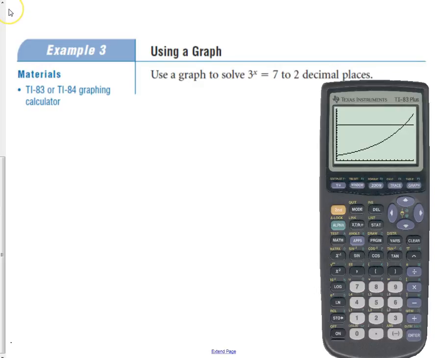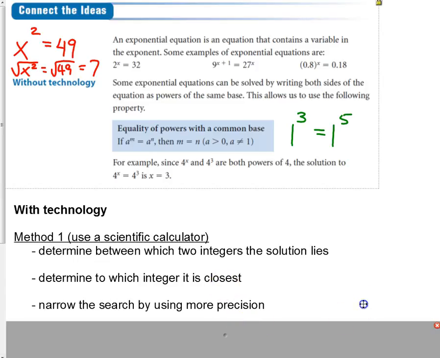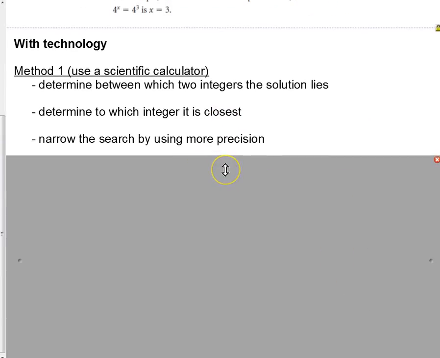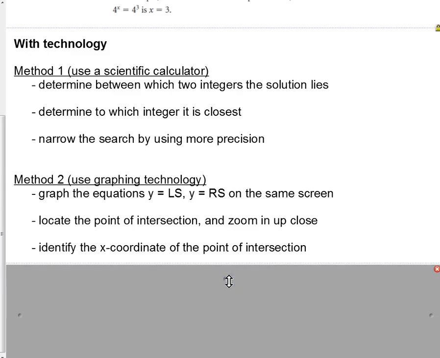Okay, so this was the third strategy. This closes the lesson video. I'll just summarize this last method here. So with technology, when we can't find a common base, the second method is to graph the equations y equals left side, y equals right side on the same screen. Of course, we're trying to find when left side equals right side, so if we plot both of them as relations on an xy axis, the point of intersection will be our solution. That'll be the point where both values are equal, and the x-coordinate of the point of intersection will be our answer to the equation.